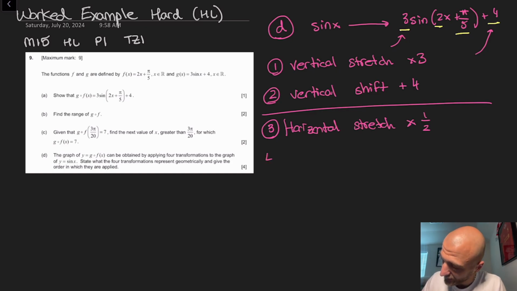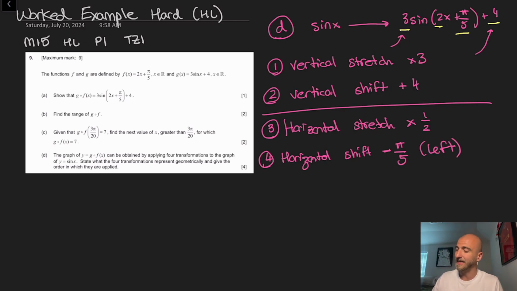Then the last component of this, that plus pi over 5, is important, but remember, it's not a horizontal shift to the right. It is a horizontal shift of minus pi over 5, or just to be very clear, it shifts pi over 5 to the left.